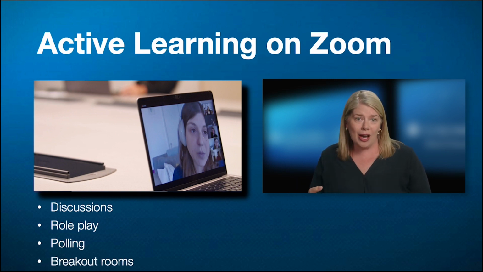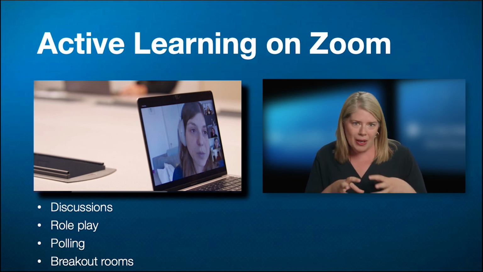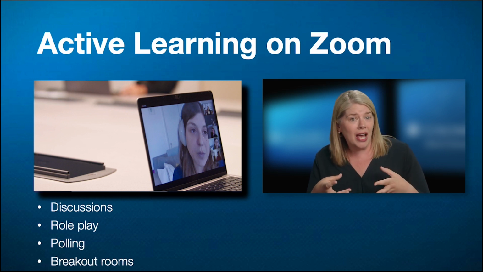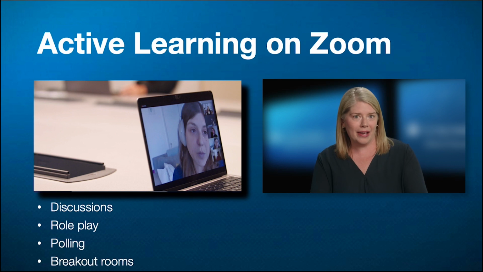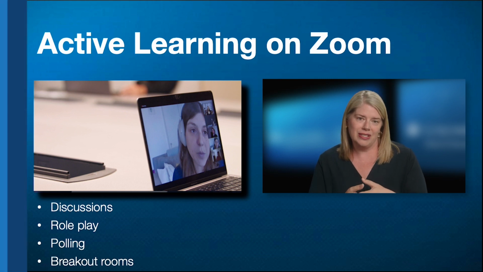Finally, breakout rooms are a really great opportunity for students to work together, trying and testing the boundaries of their learning, asking questions that they might be a little shy or reticent to ask in the large group classes, and then coming back together, reporting out, and sharing and debriefing their smaller conversations.